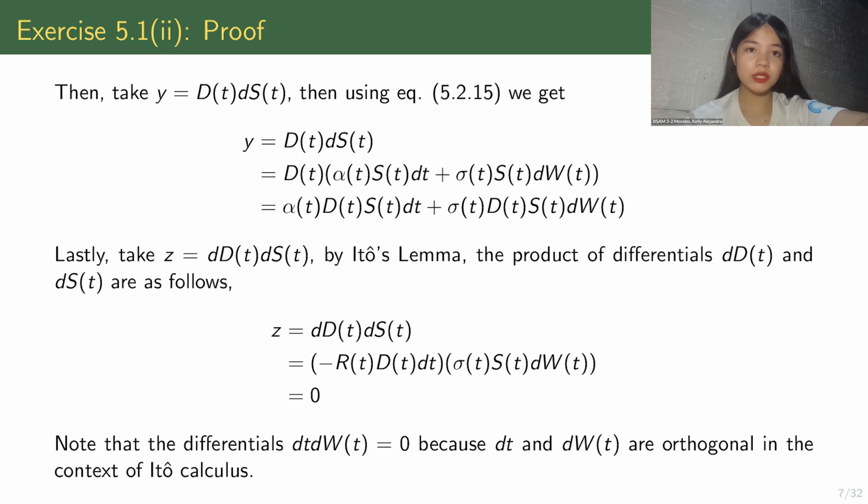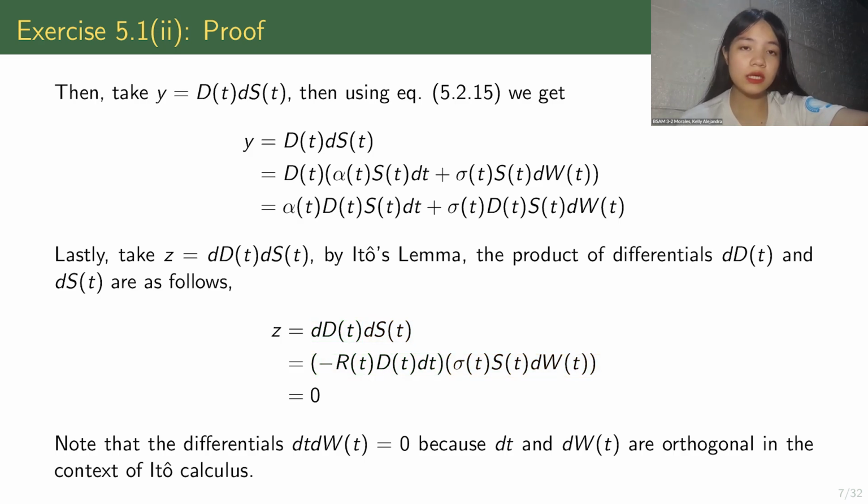So lastly, we consider the product Z equals dD(t) multiplied by dS(t), using Ito's lemma, which is a rule in stochastic calculus for handling products of stochastic differentials. Given the expressions dD(t) equals negative r(t)D(t)dt and dS(t) equals σ(t)S(t)dW(t), where dW(t) represents a small change in a Brownian motion process.